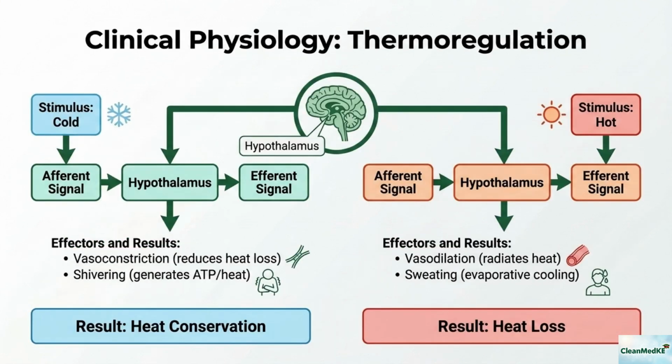A classic clinical example of negative feedback is thermoregulation. If the stimulus is cold, sensors send an afferent signal to the hypothalamus, which then sends an efferent signal to effectors to trigger shivering, to generate heat, and vasoconstriction to reduce heat loss. Conversely, if you are too hot, the hypothalamus triggers sweating for evaporative cooling and vasodilation to radiate heat away. Both paths work to restore your set point temperature.